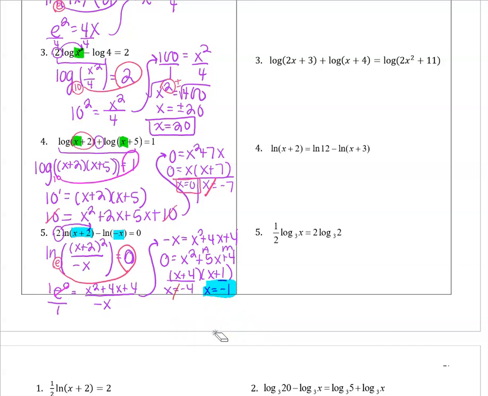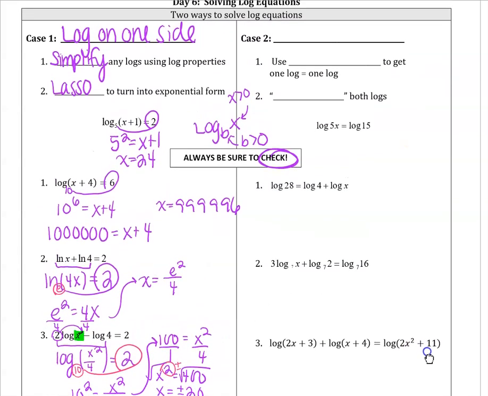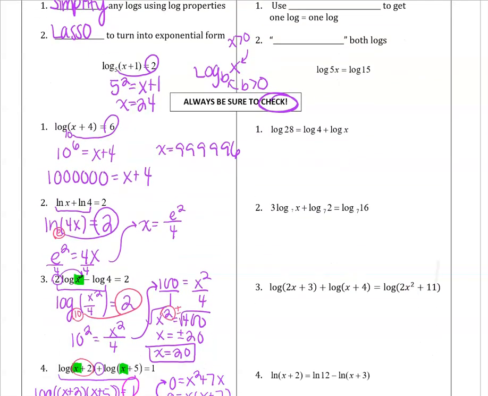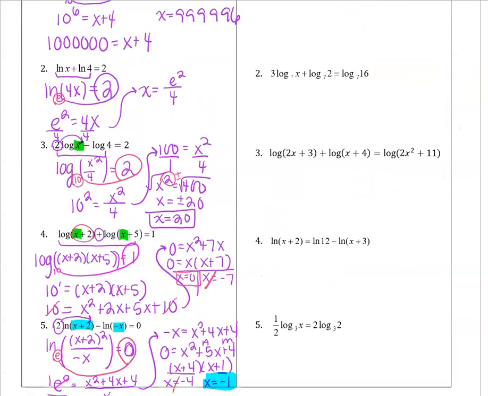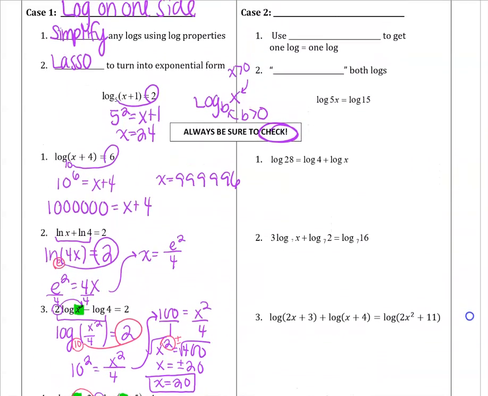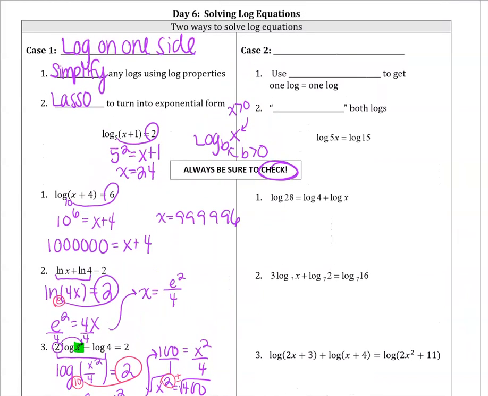All right, moving on to case 2. Now, case 2 looks like examples 1 through 5 on the right-hand side where you're seeing multiple logs. There's logs on both sides of the equal sign. So for case 2, we'll write logs on both sides. So we will continue to use our properties to get it to be 1 log equals 1 log. And once I have that, we can drop both logs and solve.